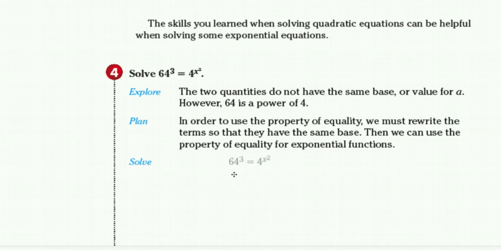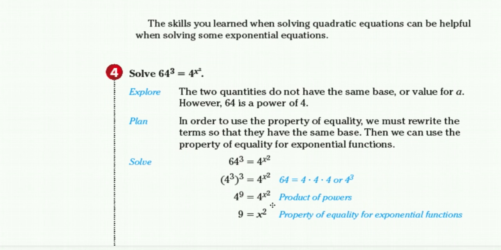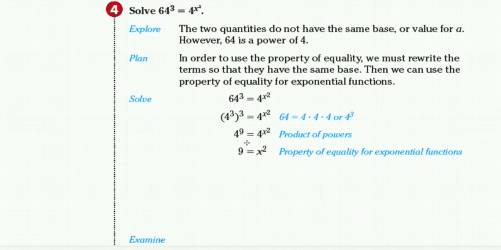So we start with 64 raised to the third power equals 4 to the x squared. And then we know that 64 is a power of 4. We can write 64 as 4 cubed raised to the third power. Okay, so 64 is actually 4 cubed, and we simply brought down the third power. Okay, so now we have 4 to the ninth, rules of exponents, equals 4 to the x squared. And now that they have the same base, we simply equate 9 equals x squared. So property of equality for exponential functions. And then we subtract 9 from both sides.